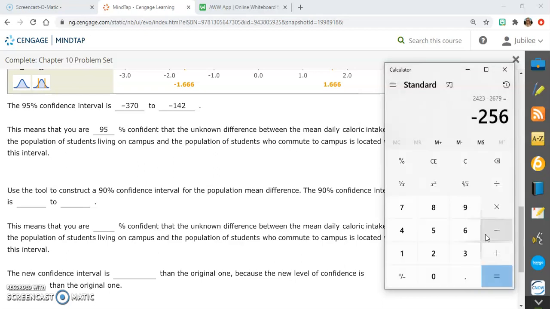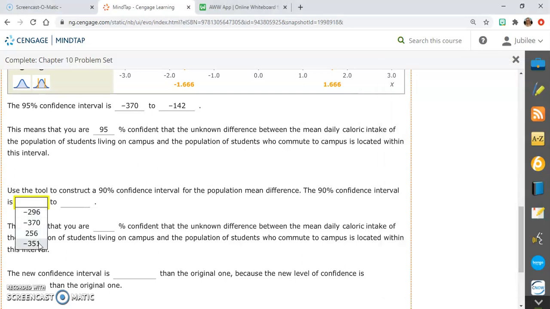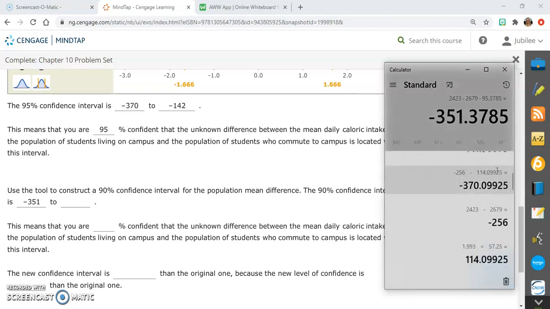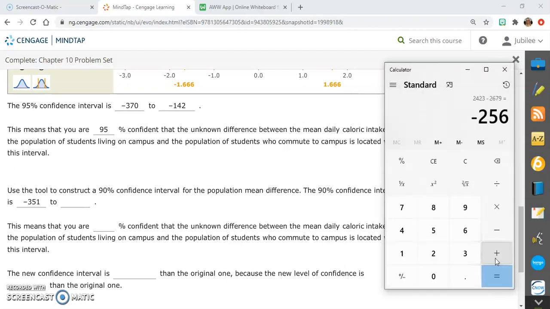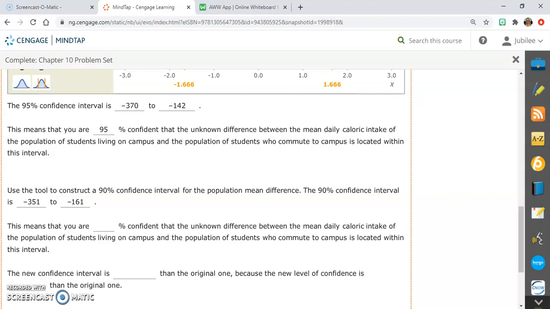And I'm going to go back to my mean difference. And this time I'm going to subtract my new interval range, the 95, and I get negative 351. Now I'm going to take that same mean difference and I'm going to add my new range, 95 point, all the decimals, and I get negative 161. So the 95% confidence interval ranged from negative 370 to negative 142. The 90% confidence interval ranged from negative 351 to negative 161. This means that I'm 90% confident that the unknown difference lies in this range.